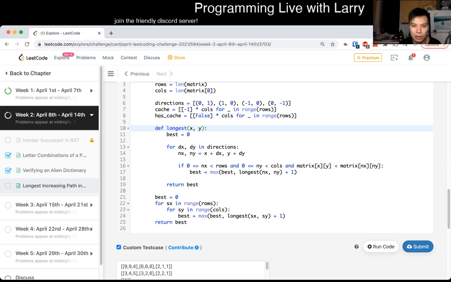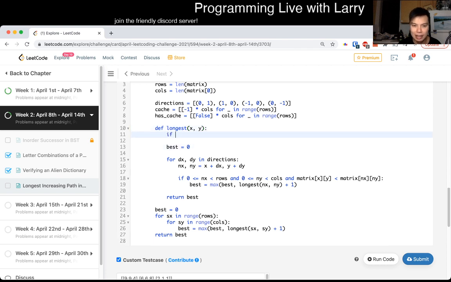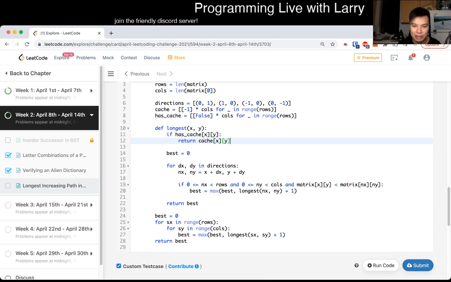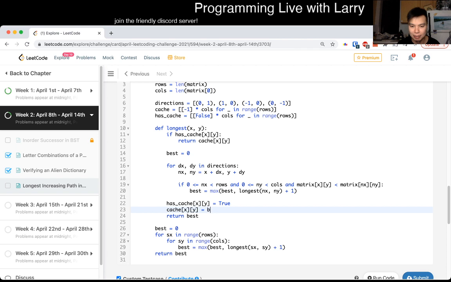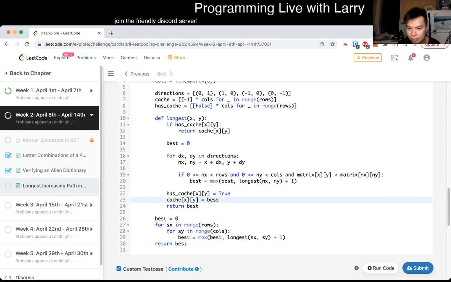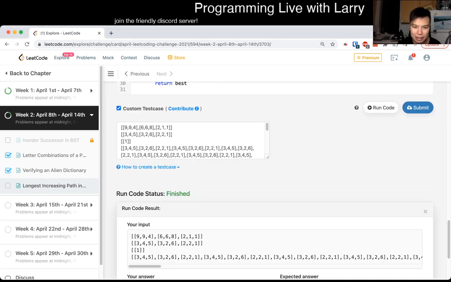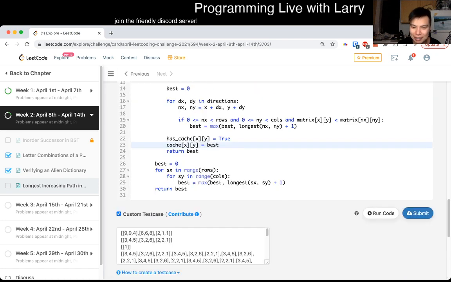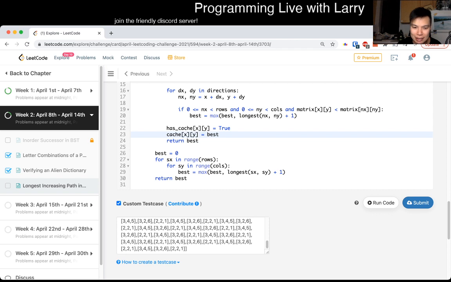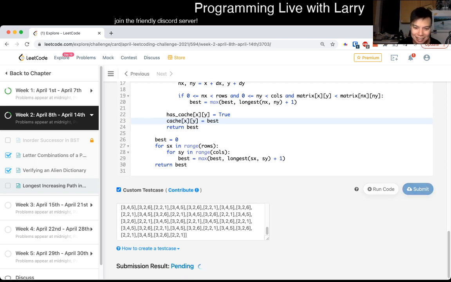But yeah, so here, if we have cache of xy, we return cache of xy. Otherwise, at the very end, we set cache of xy equal to best. Okay, so this looks good. It's slightly faster, but you can't really tell. Usually I do an example about it, but let's give it a submit. Hopefully it's right. Cool, so this looks good.